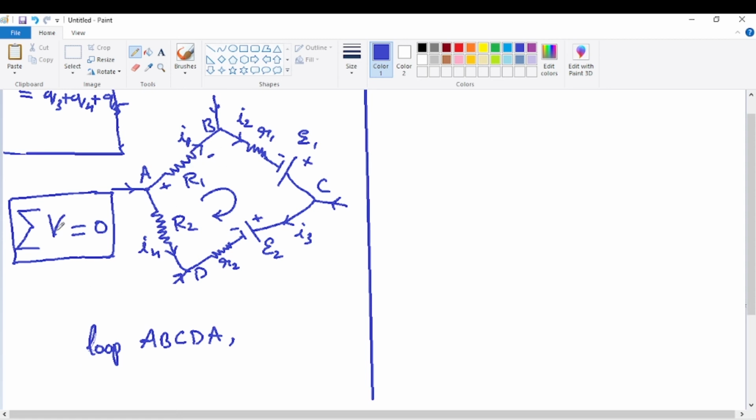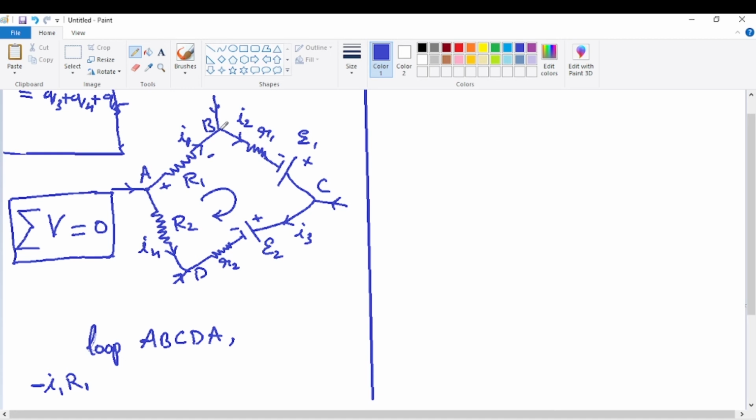So V1 plus V2 plus V3 plus V4 plus V5, that many potential differences are there here. First we are taking V1. V1 is the potential difference, which we know from Ohm's law is I1 R1. It is very simple, I1 R1. But when we are going from A to B, the change in potential is coming as negative. That's all. So we got the negative sign firstly.